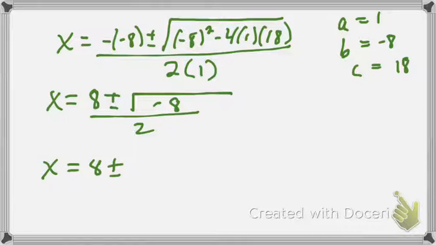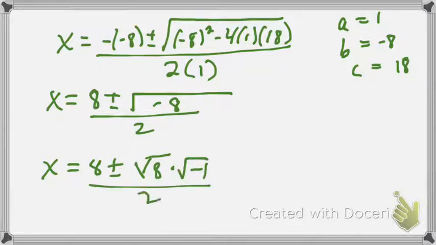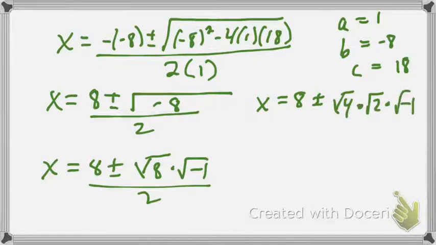Now, the square root of negative 8, we can break that up. The square root of 8 times the square root of negative 1 over 2. So we're going to have 8 plus or minus. And then we can break the square root of 8 up, because 8 has a factor, which is 4. That's a perfect square. So we can say the square root of 4 times the square root of 2 times the square root of negative 1 all over 2. So we're going to have 8 plus or minus.